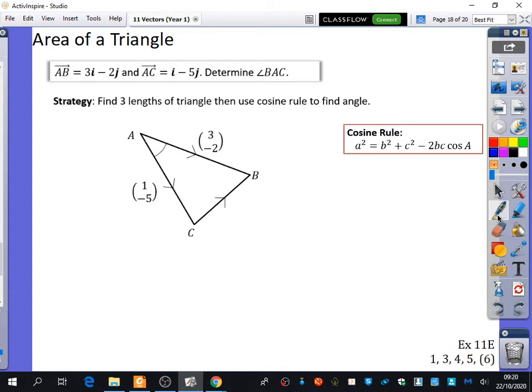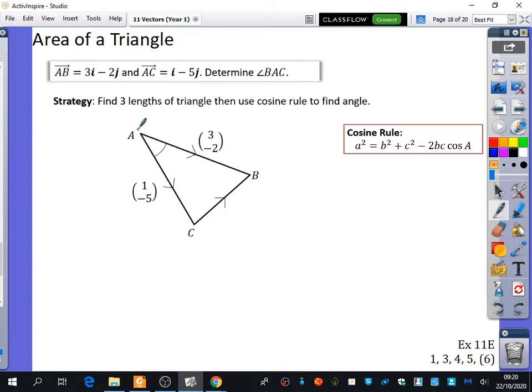So we've got here the area of a triangle is what we're trying to find. It says that the vector AB is equal to this and AC is equal to this. Determine the angle BAC. So that's the first thing it's wanting us to do. The strategy is we're going to find three lengths of the triangle, and then use the cosine rule to find the angle. I've drawn a sketch of this triangle, but if you didn't have that, you could have just drawn any triangle and labelled the points A, B, and C.